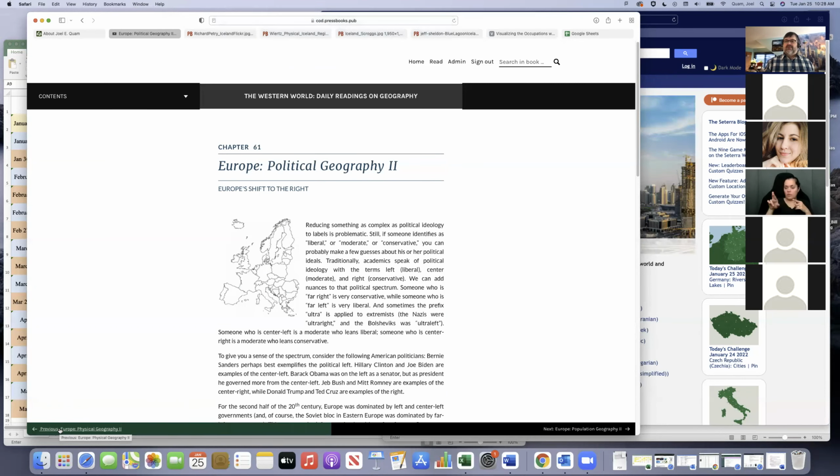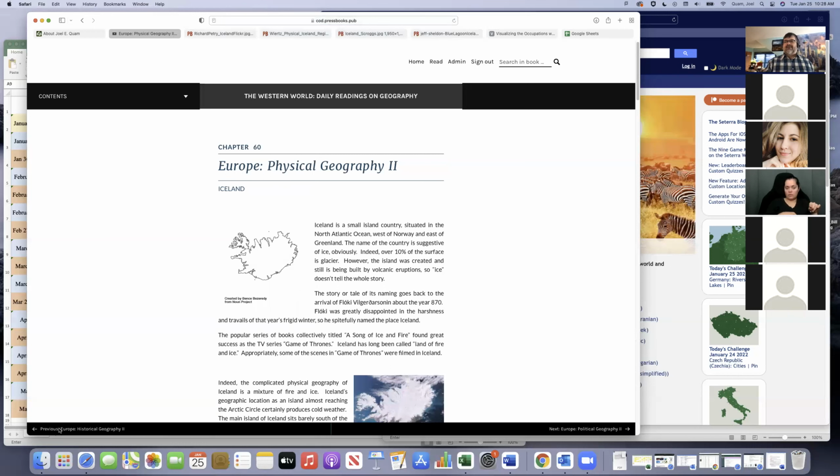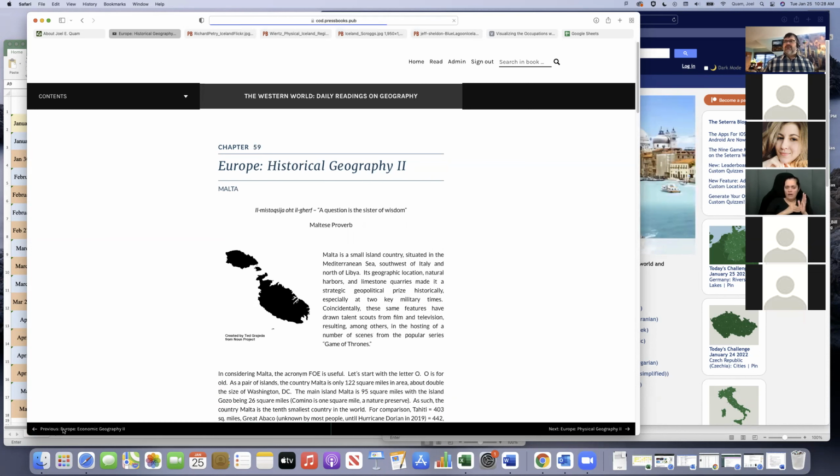If we go back here to the bottom left corner, we move back a chapter. So there we're back to Physical Geography and Iceland. We want to go back again. Okay, there we go to Historical Geography 2. And this chapter is about the island of Malta.